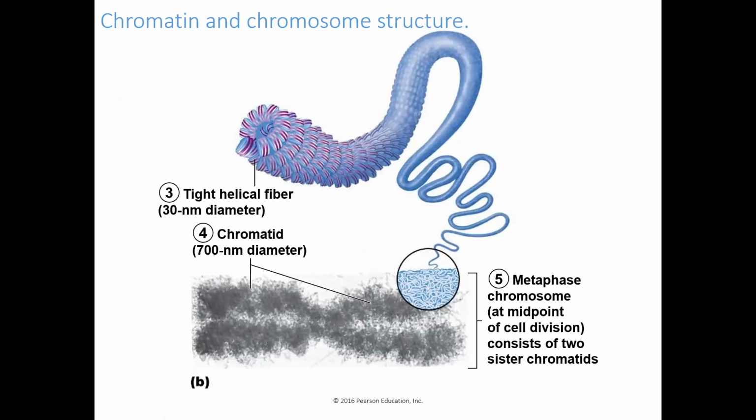It only condenses when we're ready to undergo mitosis. The reason it condenses is because it's easier to move the chromosome, the chromatin, from one side of the cell to another without it getting snagged on something or breaking on something.